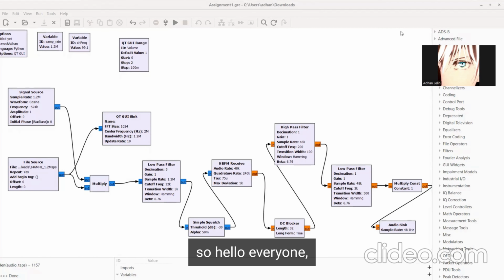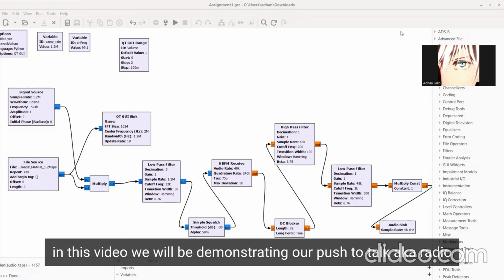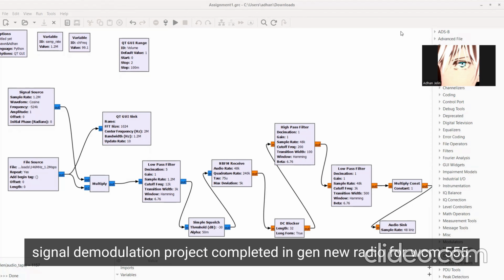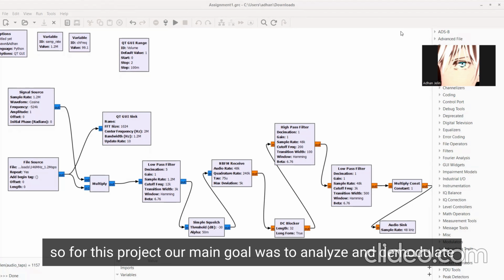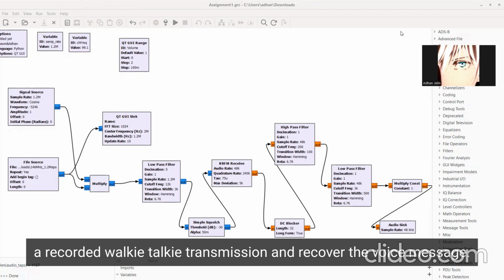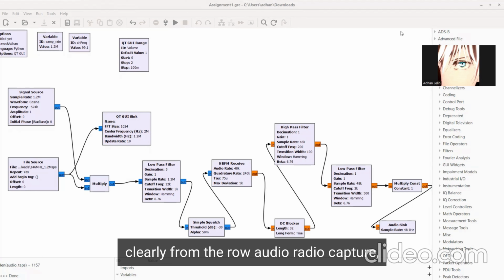So, hello everyone. In this video, we'll be demonstrating our push to talk, aka radio signal demodulation project, completed in GNU Radio for WCM 555. This is me, Adhan Jelin, and Shaun Abraham presenting the project. For this project, our main goal was to analyze and demodulate a recorded walkie-talkie transmission and record the voice message clearly from the audio radio capture.